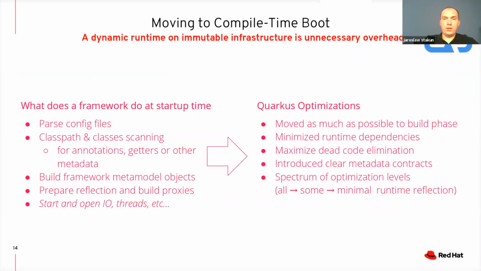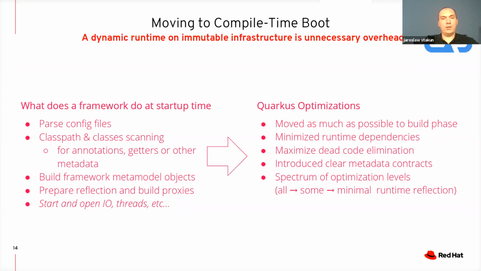So the concept of ahead-of-time compilation, which is kind of key to Quarkus, is basically the idea that we move all the processing that is typically done by the Java virtual machine at application startup to the process of compilation. So, for example, things like scanning classes, class paths, parsing config files, and other operations that are typically done at JVM startup are done by the ahead-of-time compiler.